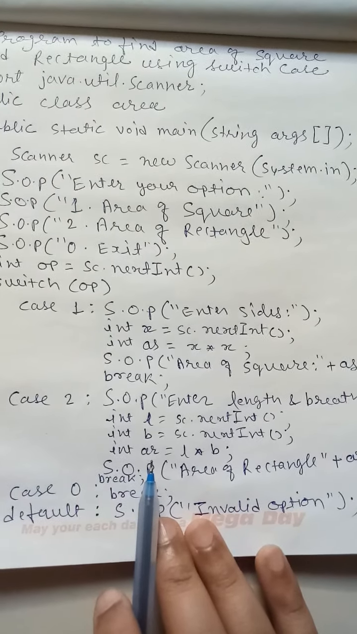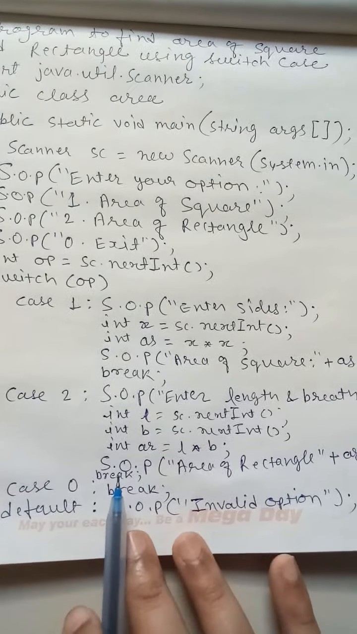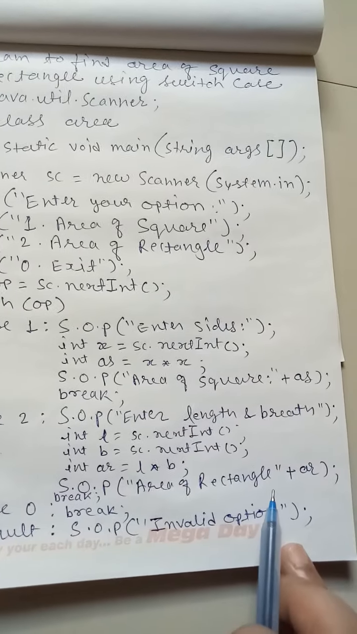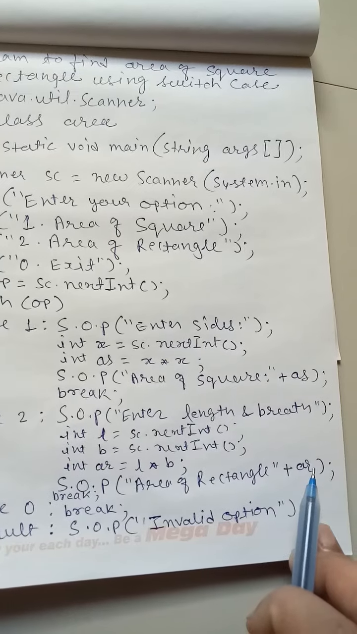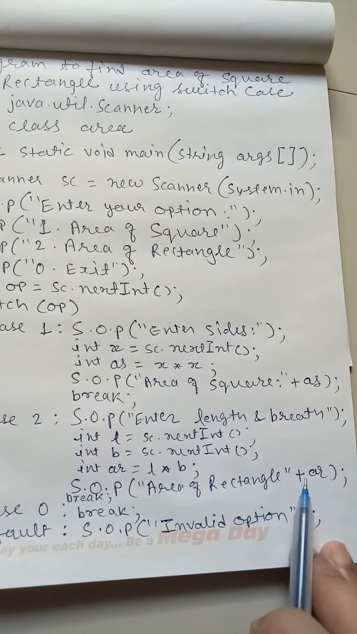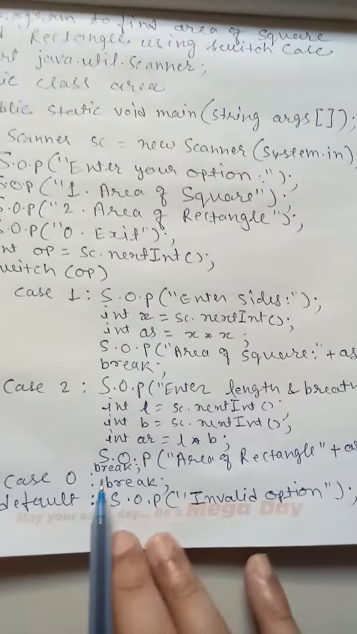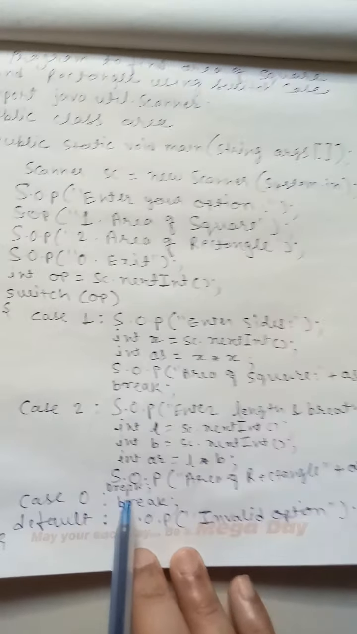So now it's time to display the answer. For that again you have to use SOP, and here I'm writing area of rectangle and then plus AR, मतलब your output will be area of rectangle, and जो भी value आपने लिया होगा it will display that. Then again I'm writing break, so my second case is also over.